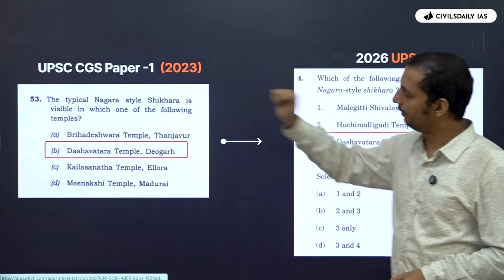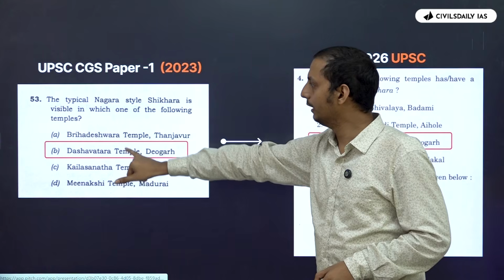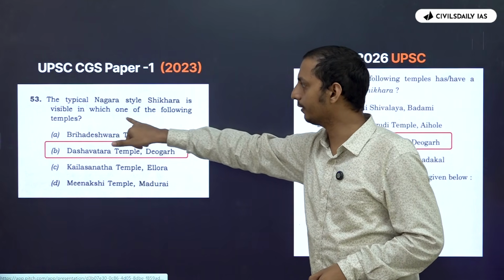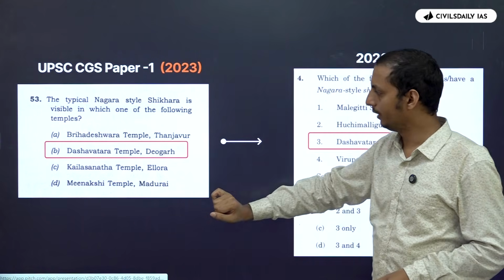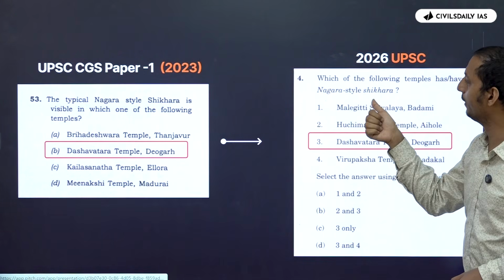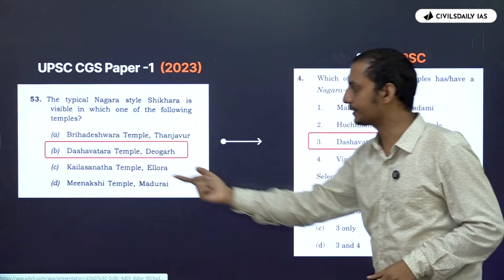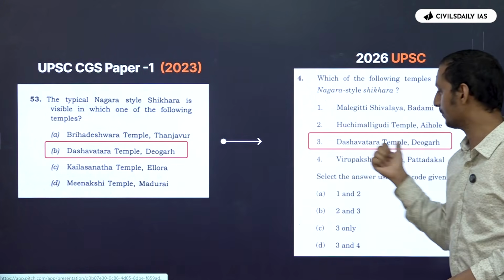Now here, UPSC Combined Geoscientist paper 2023. The typical Nagara style Shikara is visible in which of the following temples? And one of the options was the Dashwadhara temple Deoghar. The same question has been provided: which of the following temples have a Nagara style Shikara? The same question, and the answer, the Dashwadhara temple Deoghar.